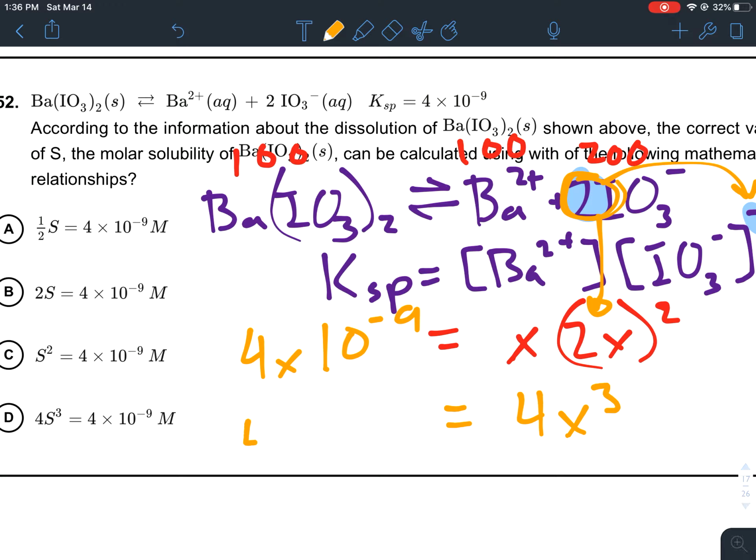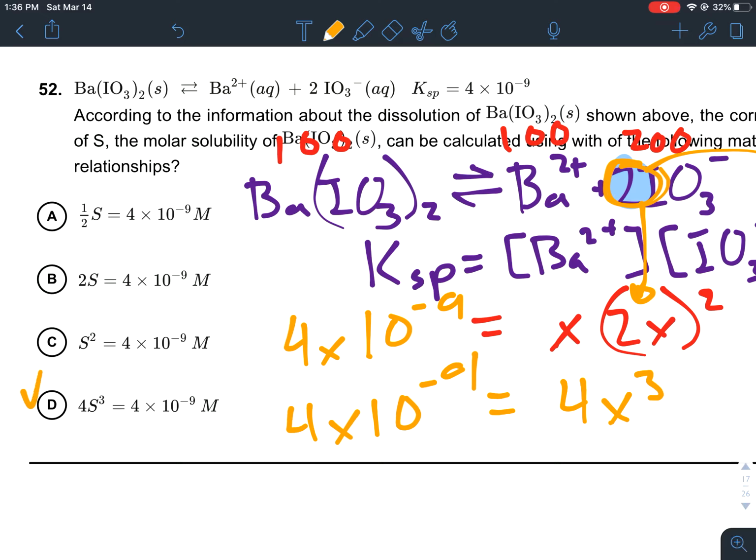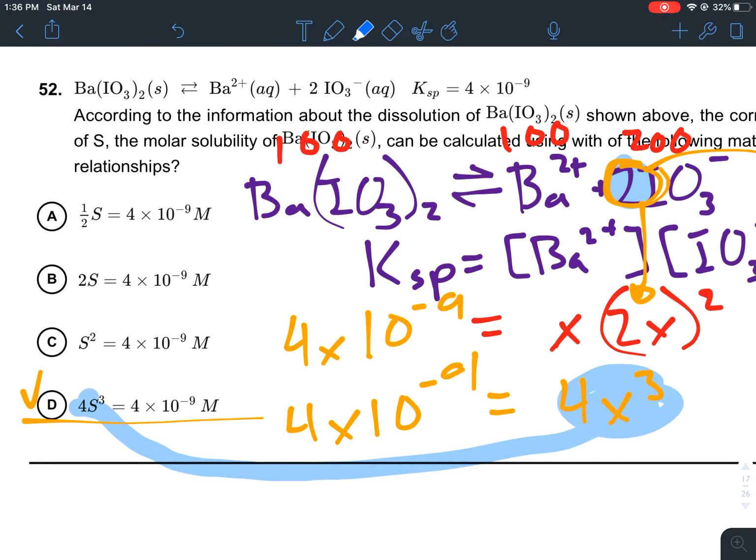So you have 4x times 10 to the negative, this, okay? What looks like that? The answer, D. This right there, this 4x to the third is shown here. All right, that's number 52.